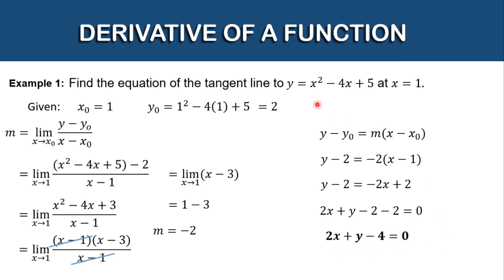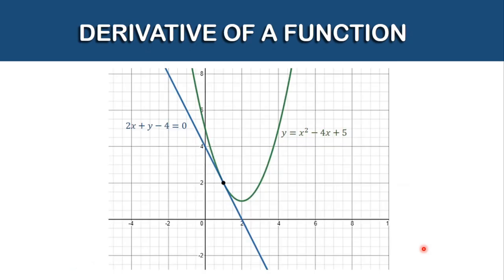So now we have a curve and our tangent line. So let's look at it on our graph. So here is our curve or our parabola, y is equal to x squared minus 4x plus 5. And this is our tangent. This is the equation that we get from the computation, 2x plus y minus 4 equals 0. And this is the point of tangency.